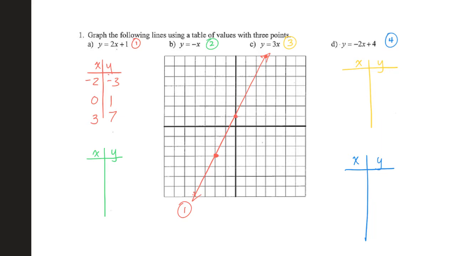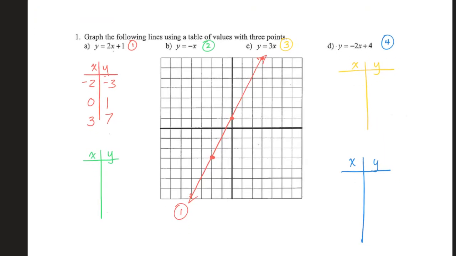Okay, what I would like you to do then is I would like you to go through and graph the next three of those lines, all by using a table of values. 3 points per equation, and I think we should be good. So pause the video now. Okay, we're back.